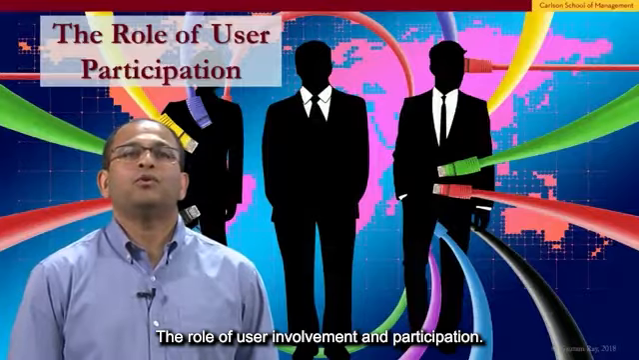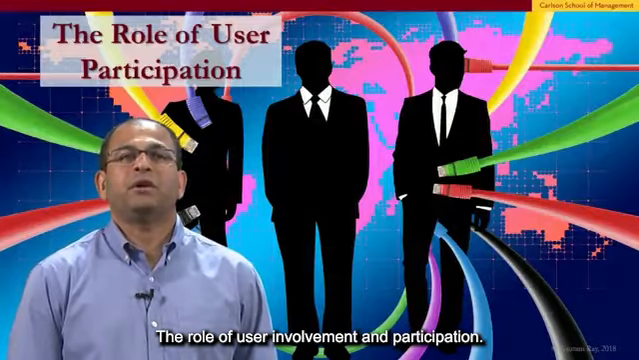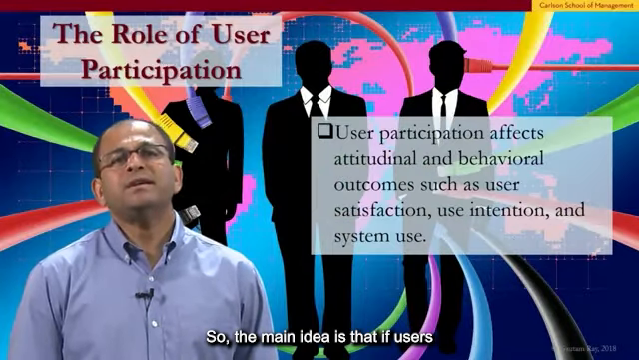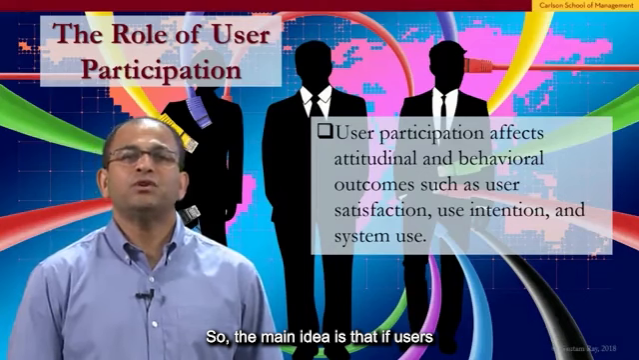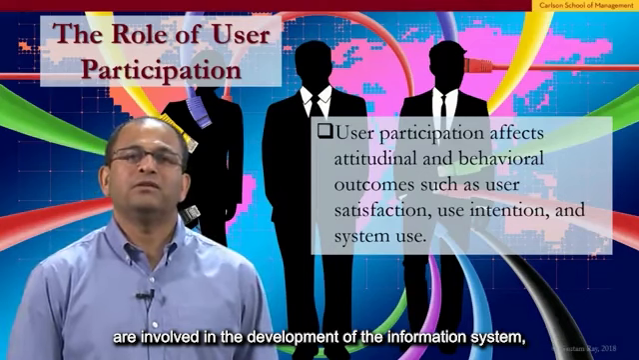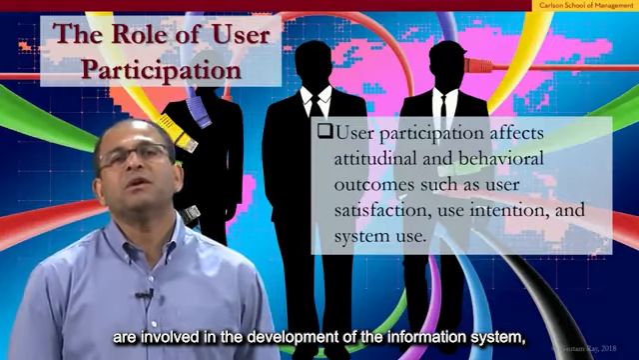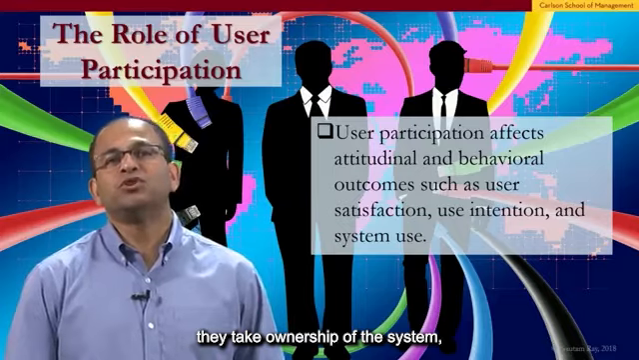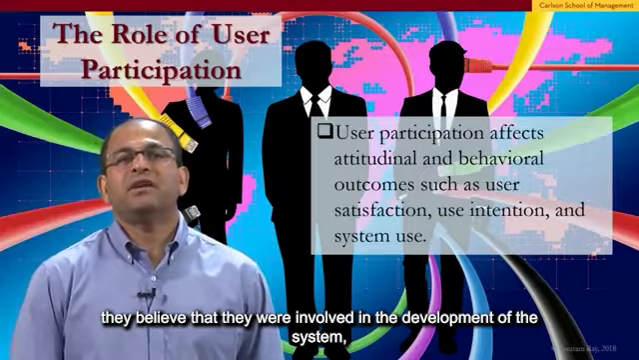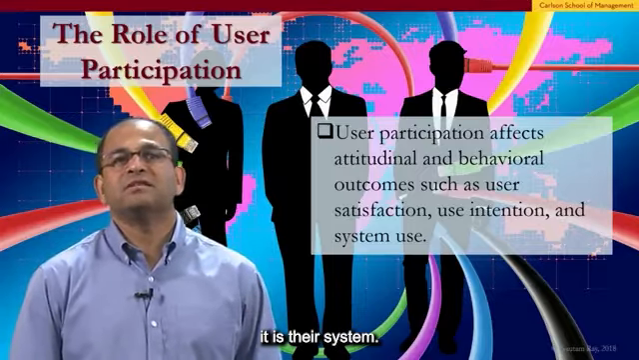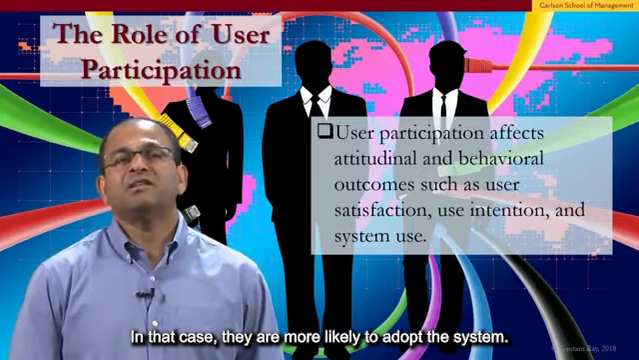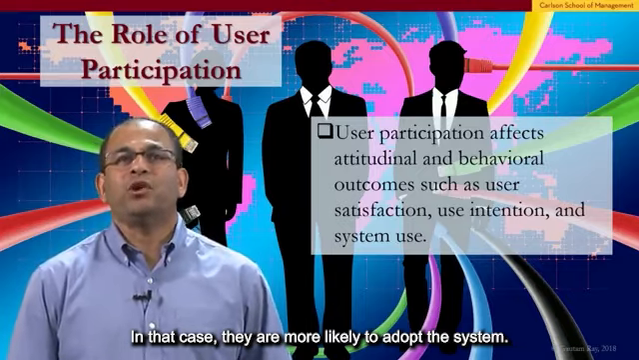So the role of user involvement and participation. The main idea is that if users are involved in the development of the information system, they take ownership of the system. They believe that they were involved in the development of the system. It is their system. In that case, they are more likely to adopt the system.